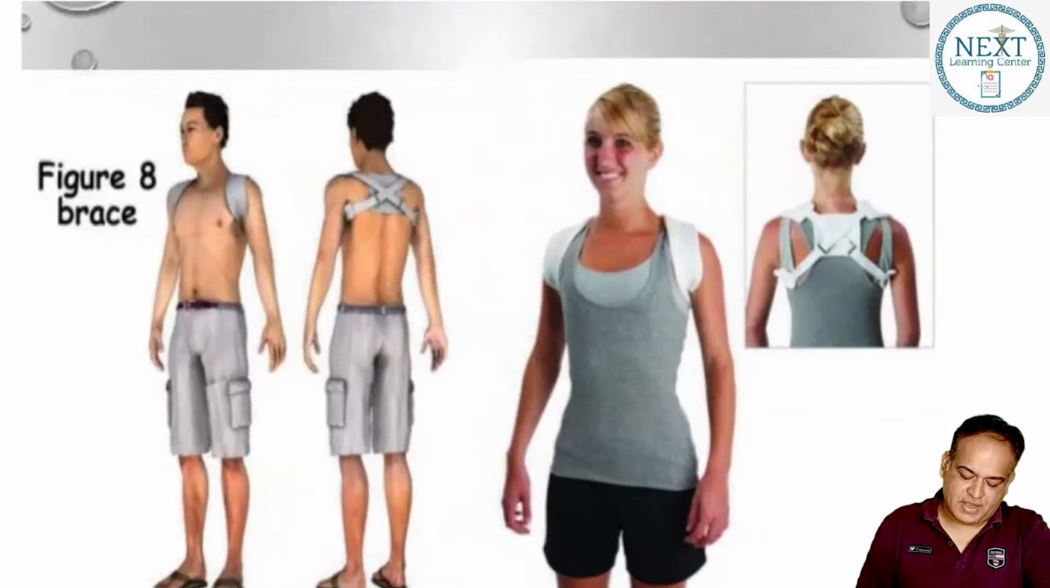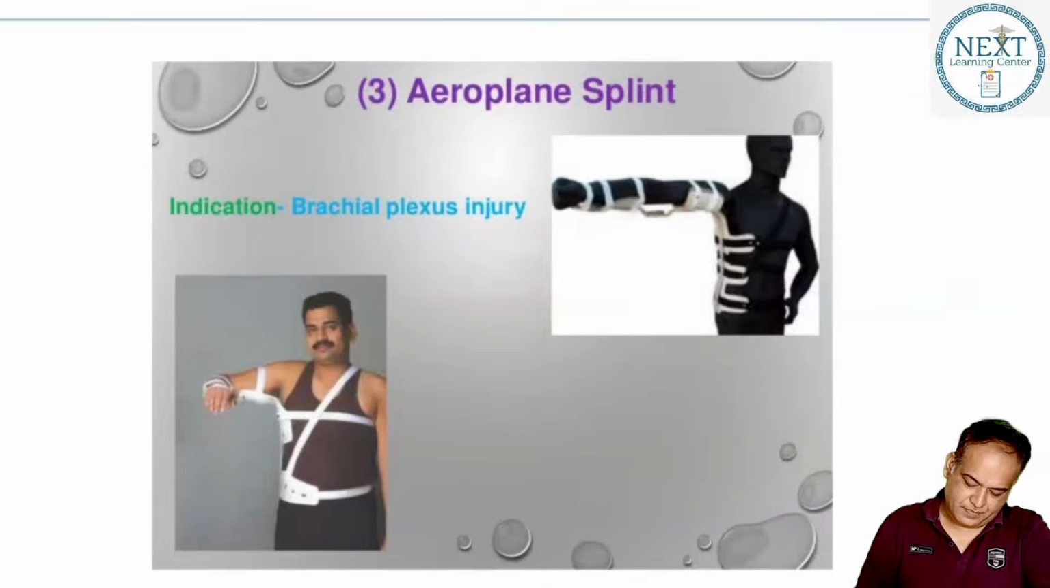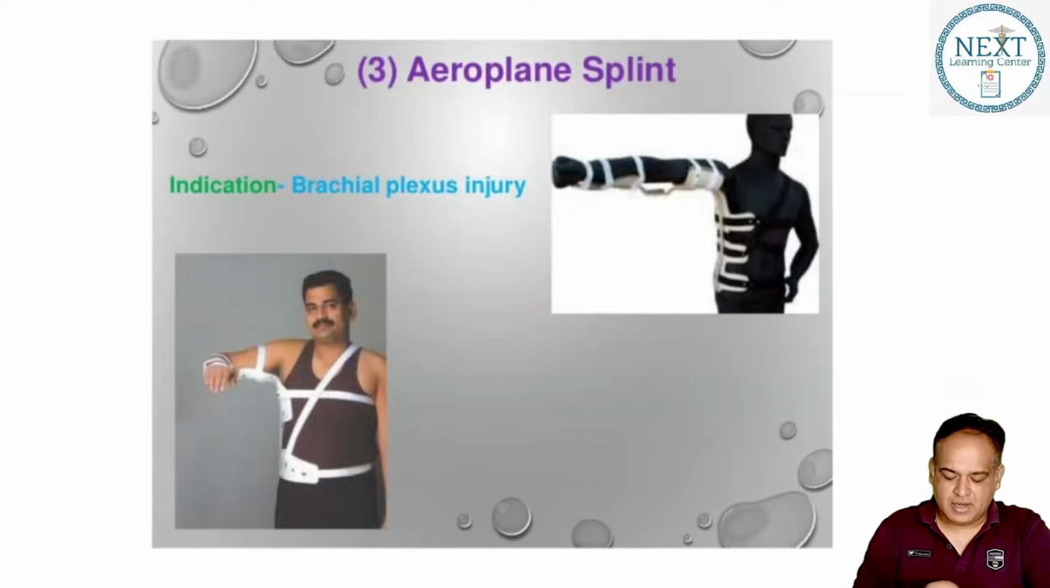Figure of 8 brace is used for clavicle fracture. Clavicle fracture. Aeroplane splint is used for brachial plexus injury.